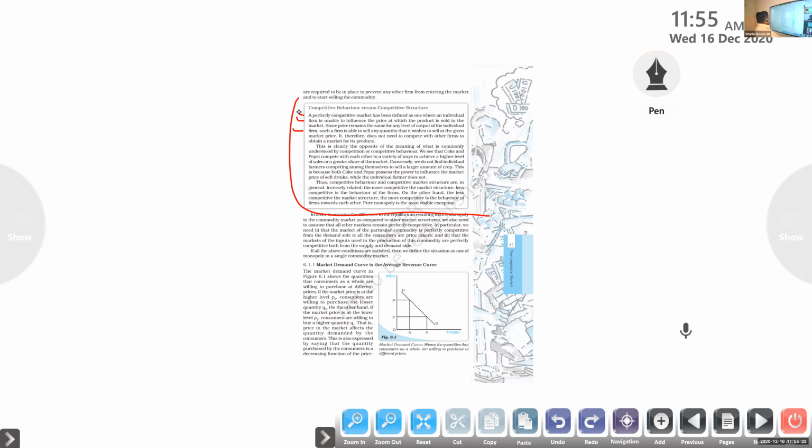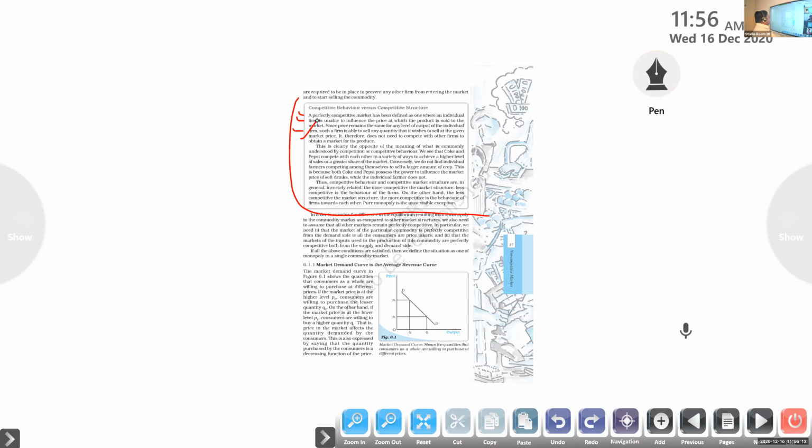Such a firm is able to sell any quantity that it wishes to sell at a given market price. It therefore does not need to compete with other firms to obtain the market for its produce. So, in a competitive market condition, both the consumers and the producers are price takers. As a result, everyone knows about the price in the market. So no firm is able to sell the product at a price as per their will and wish. Price is always fixed, and they are only able to control the quantity they are supplying in the market.